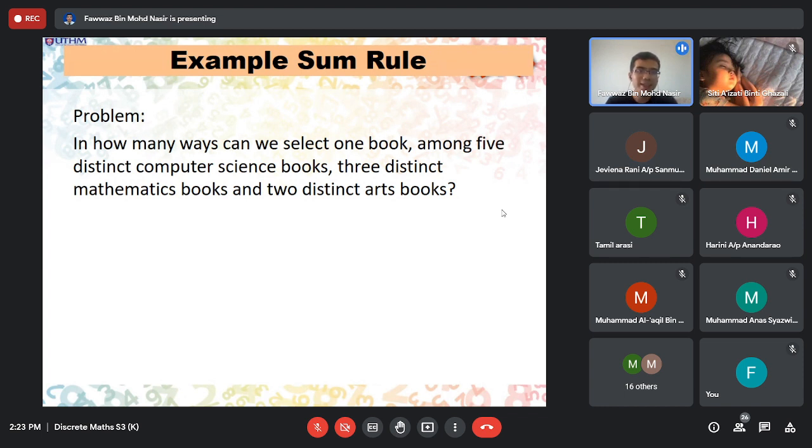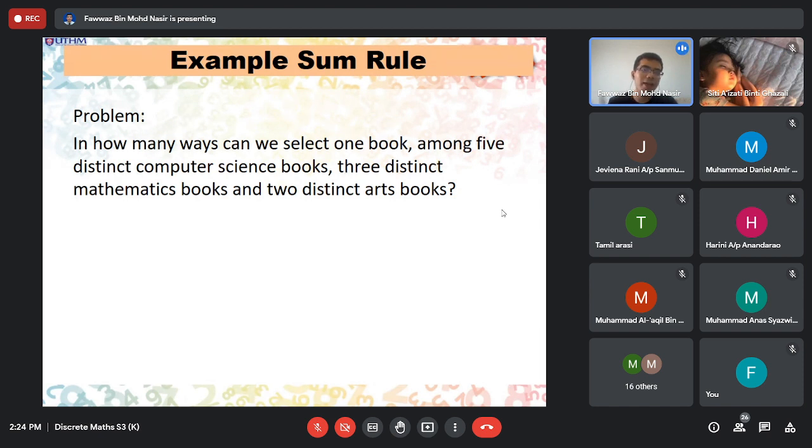Okay, sebab dia kata dekat sini, how many ways can we select one book among 5 computer science books, 3 maths books and 2 arts books kan, sebab dia pakai N kat sini. Tetapi sebenarnya kalau kita tengok betul-betul untuk solve this, actually we use the sum rule instead of the product rule. Jadi kita nak select one book among all the books yang ada.